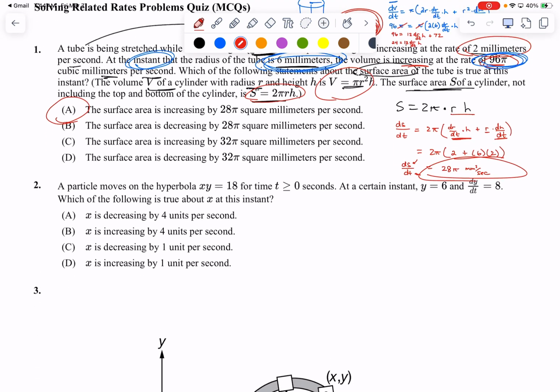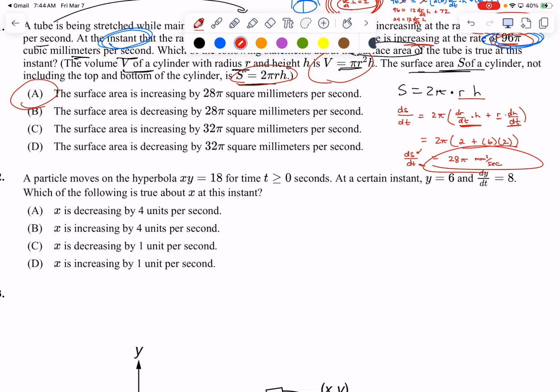All right, number 2, a particle moves on the hyperbola xy equals 18 for t greater than or equal to 0 seconds. At a certain instant, when y is equal to 6 and dy/dt equals 8, which of the following is true about x at this instant? This one's going to be pretty easy. So you already have your xy is equal to 18. You know dy/dt is equal to 8, and that y is equal to 6 at a certain instant.